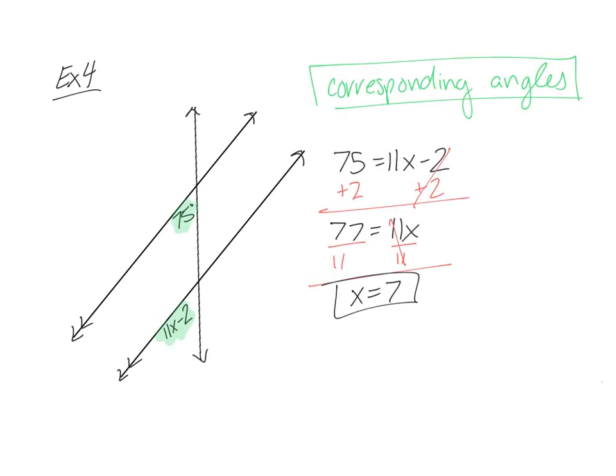All right, if you solved it on your own, hopefully you got the same thing as this. So we get corresponding angles, and that means that they are congruent. So I set them equal to each other. So 75 has to equal 11x minus 2. To isolate the variable, I add 2 to both sides. Then I'm going to divide by 11 on both sides, and I end up with x equals 7. I'm going to do one more, and then you guys are going to get into the bookwork.